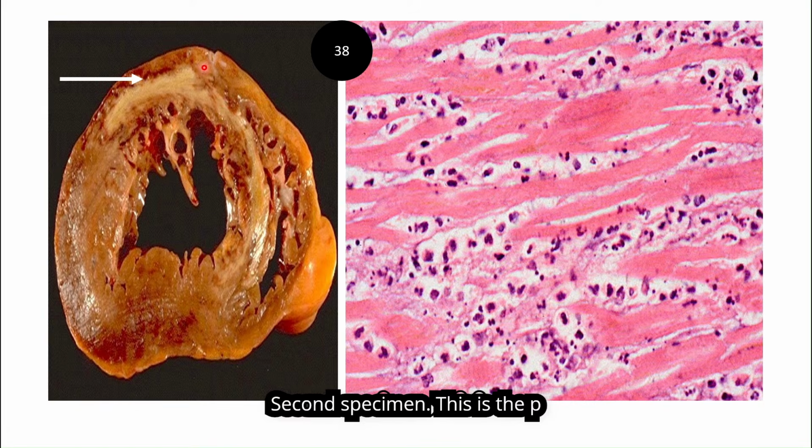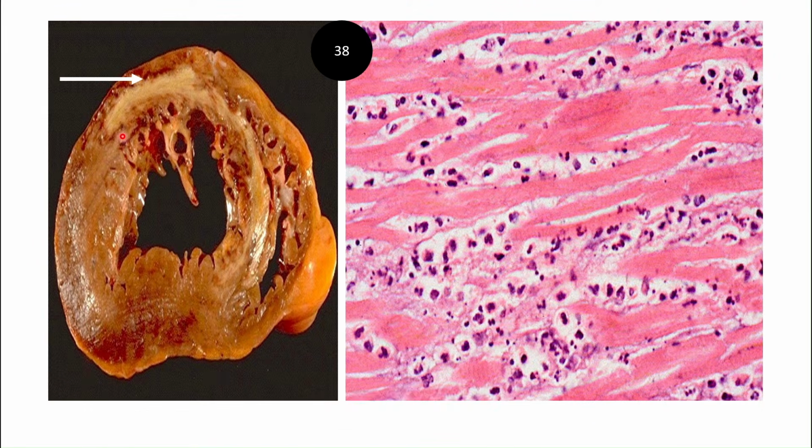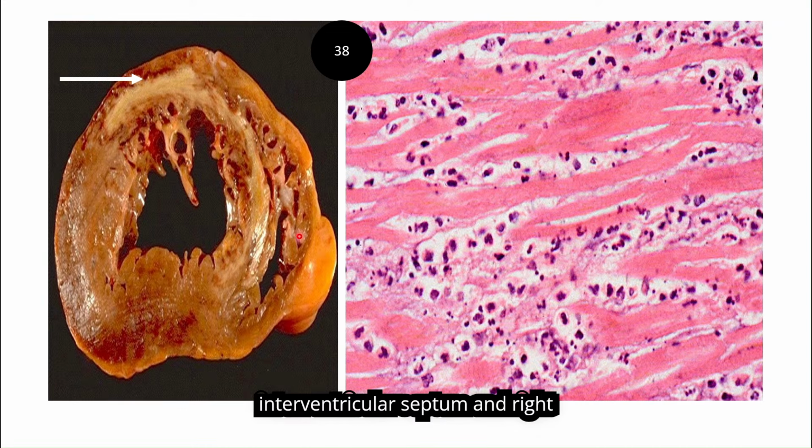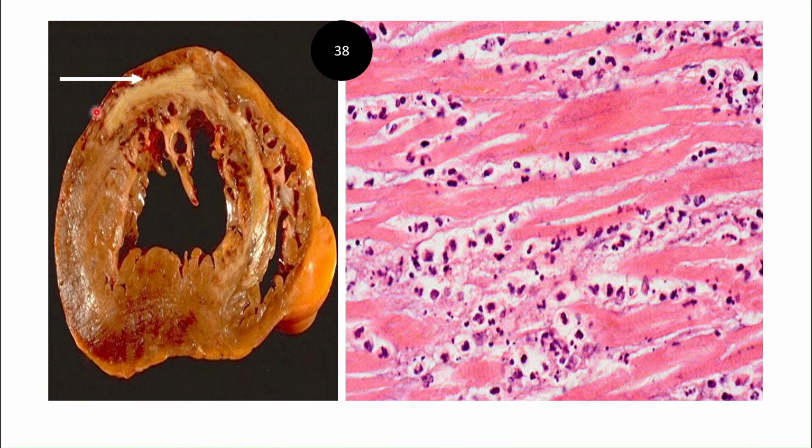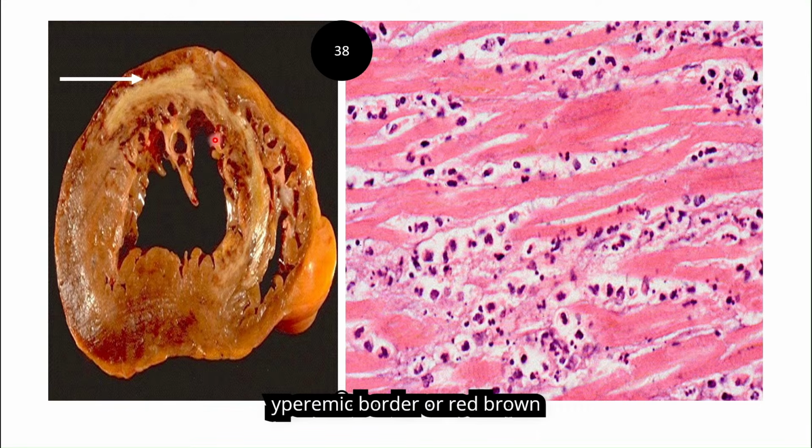Second specimen. This is the part of heart showing left ventricular wall, interventricular septum and right atrium. The pathology here is the area showing necrosis surrounded by a hyperemic border or red-brown border. So this is the specimen of myocardial infarction showing acute change, and this is the slide of acute myocardial infarction.